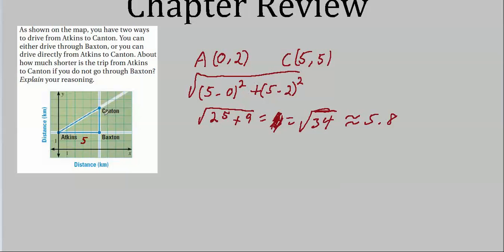Over here, we get 3. So that's 8 miles. It's 8 miles this way, and about 5.8 this way. Or a little over 2 miles shorter if you go this way. And of course, that's always going to be true. It's always less to take the straight line.